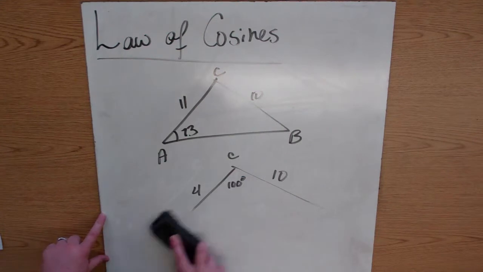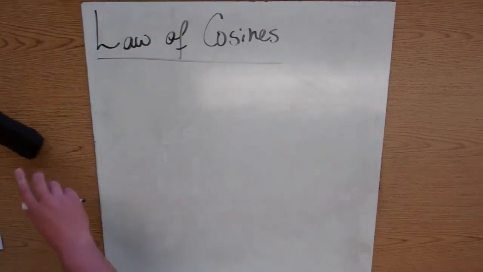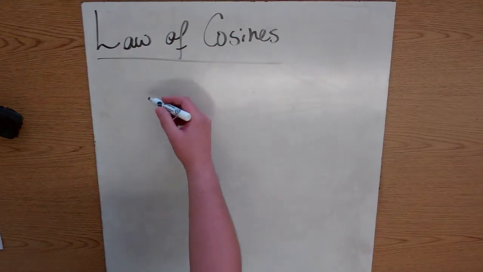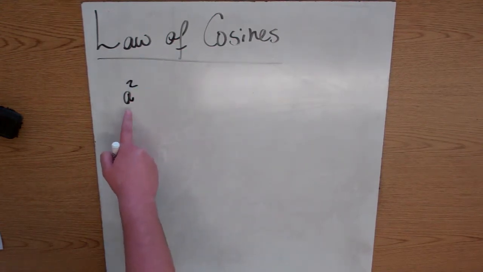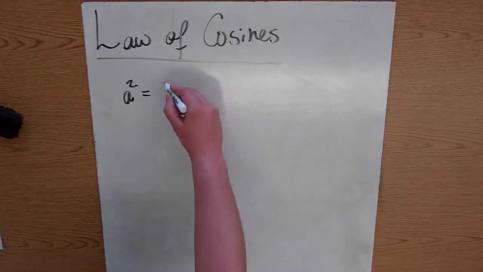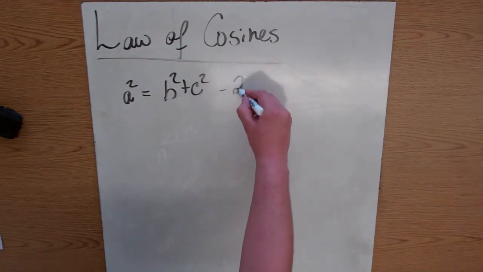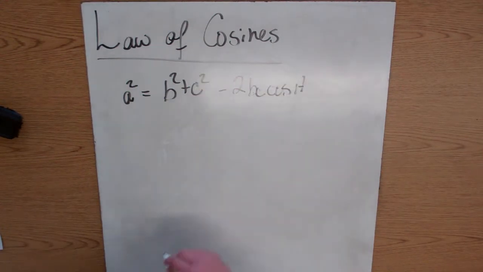First thing I'm going to do is give you the three formulas, so I need you to write them down, because I'm not going to have enough room to leave them on the board and show you an example. So I'm going to need you to write these down as I write them. Your formulas are: if you're looking for side A, this is the formula you're going to use. A squared equals b squared plus c squared minus 2bc cosine of angle A.